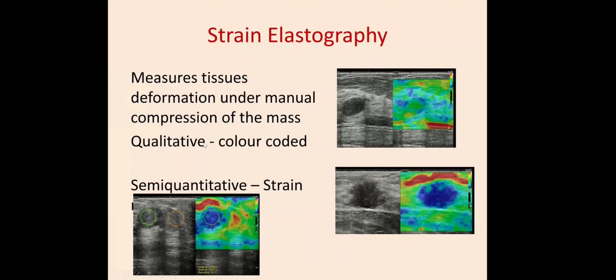And this can be measured in two ways: qualitative or semi-quantitative. Qualitative means you just have to see the color and tell whether it's hard or soft. In this case, you can see this is a well-defined hypoechoic lesion. On color coding, this is green.